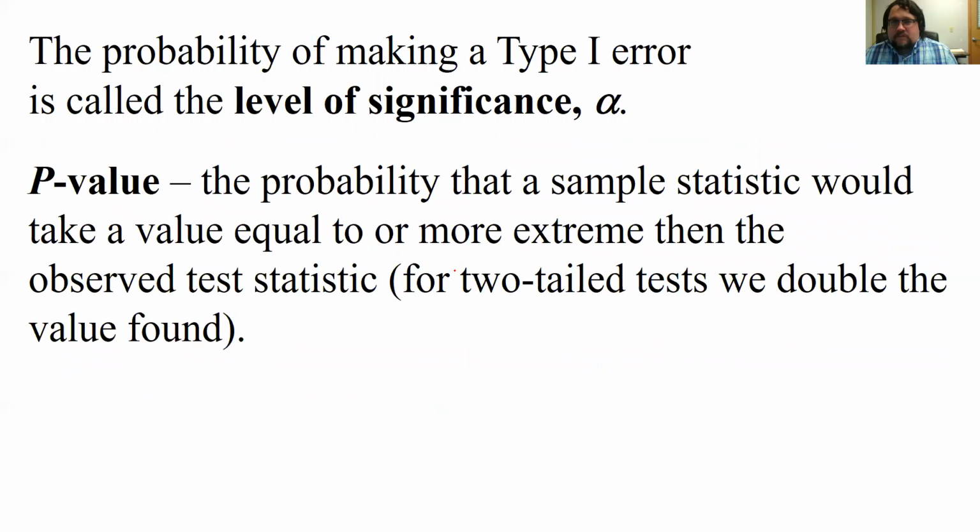The p-value is the probability that a sample statistic would take a value equal to or more extreme than the observed test value. And for the two-tailed test, we're going to double that. So let me kind of translate what this says. I'm the head of the engineering department. We design the new engine. I go to the CEO of the company or whatever, we say, hey, we got this new engine. We want to put it in production. We've done some testing. We think it's better.